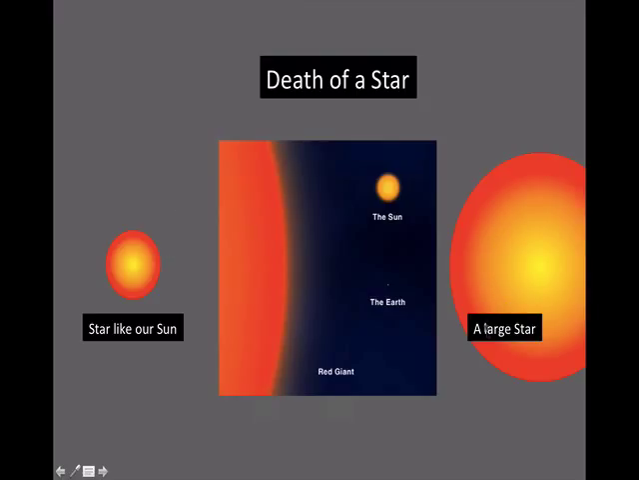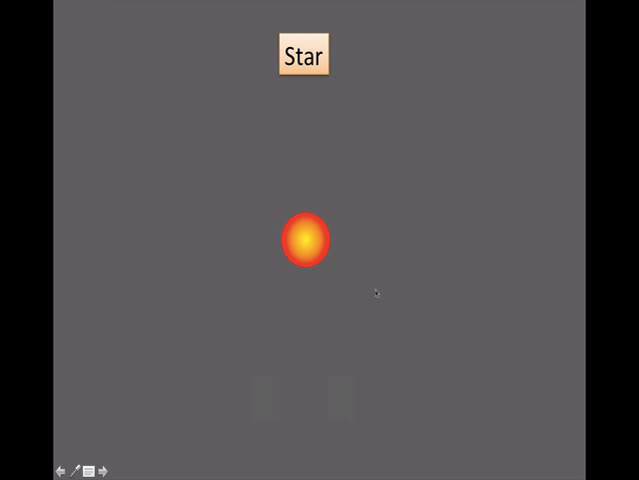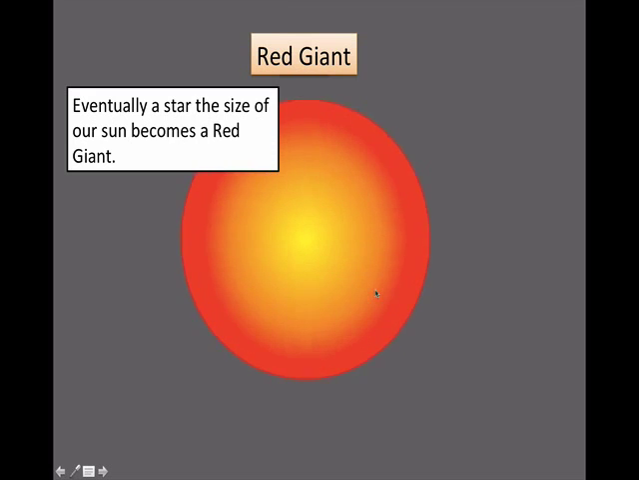Now, if we're going to actually consider big stars at the beginning of their life, they're probably going to be blue, not red. See how big a red giant star is, though, compared to something like the sun and something like the Earth. A red giant is kind of inconceivably large. Just think about how big the Earth seems to you right now. So, a red giant. Eventually, a star the size of our sun becomes a red giant.